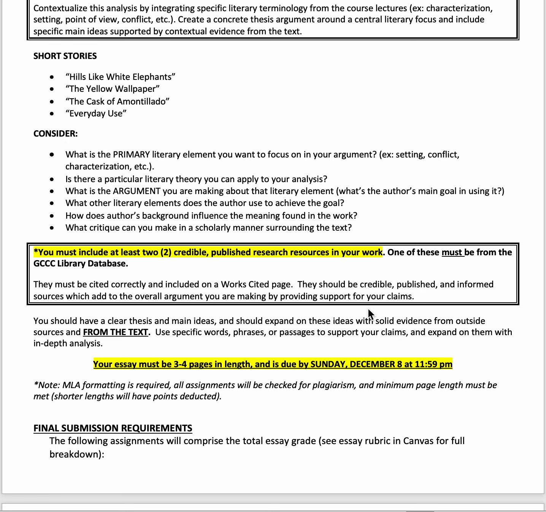Is there a literary theory that you can apply to this analysis? So within this analysis, could you think about how certain theories like Marxist theory or gender theory or new historicism, how do these theories maybe influence your analysis? And then what's the argument that you're trying to make? So when you're doing literary analysis, you're making an argument about the work. You're saying, I think this means this in the story, or I think this represents this in the story, or this is an important aspect of the story because of X, Y, and Z.